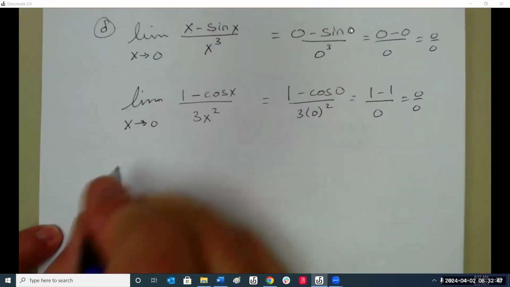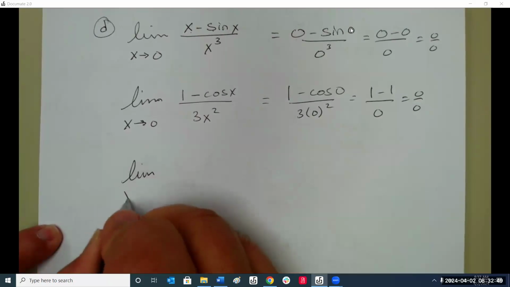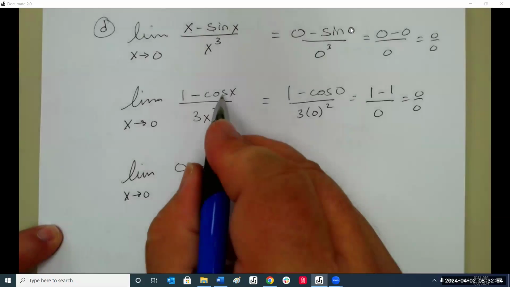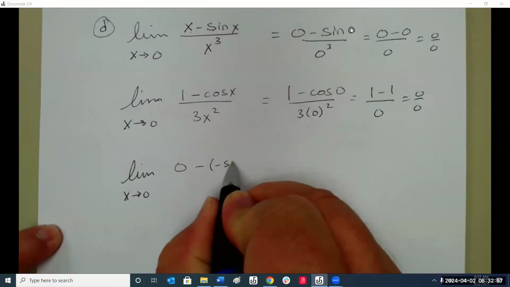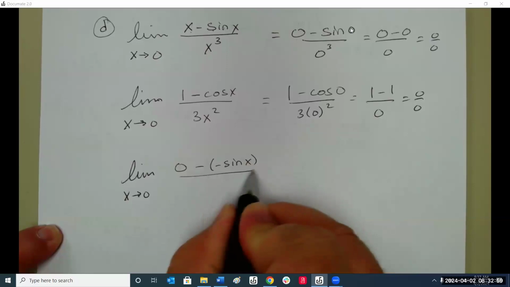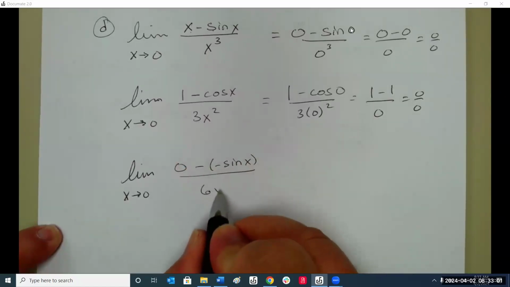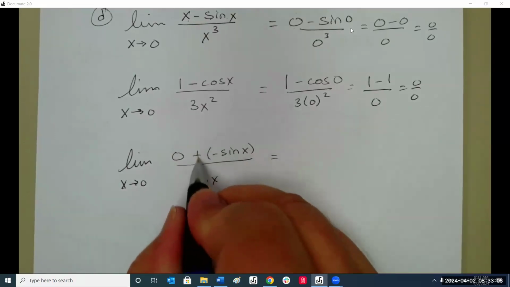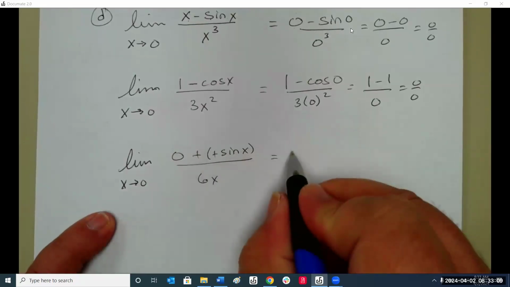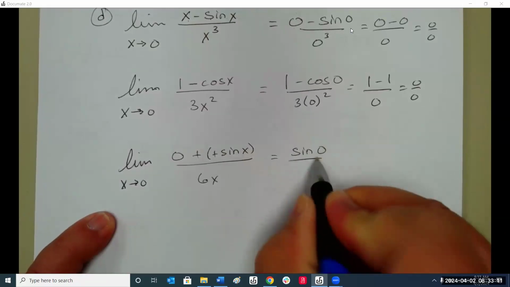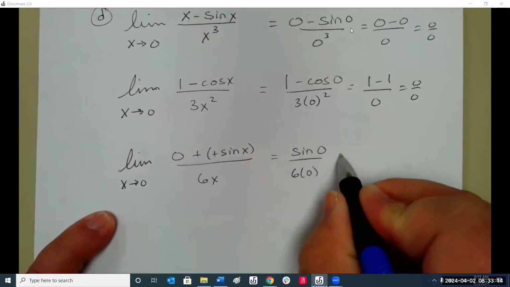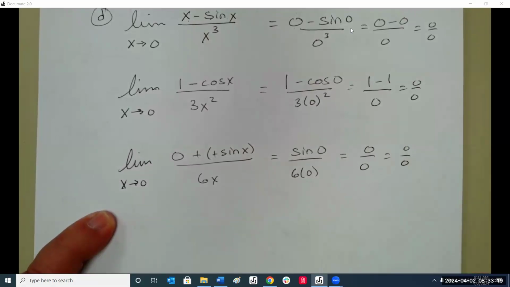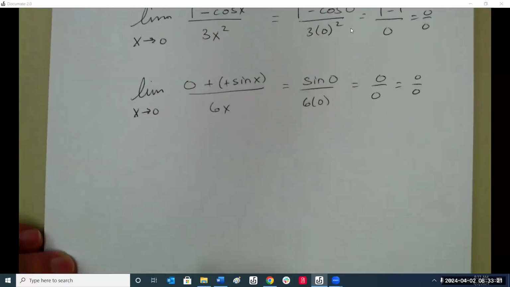We do it again. The derivative of 1 is 0, the derivative of cosine is negative sine, and the derivative of 3x squared is 6x. So that becomes a positive. Plug it in there: sine of 0 over 6 times 0. Sine of 0 is 0, so we've got 0 over 0 again. One more time.